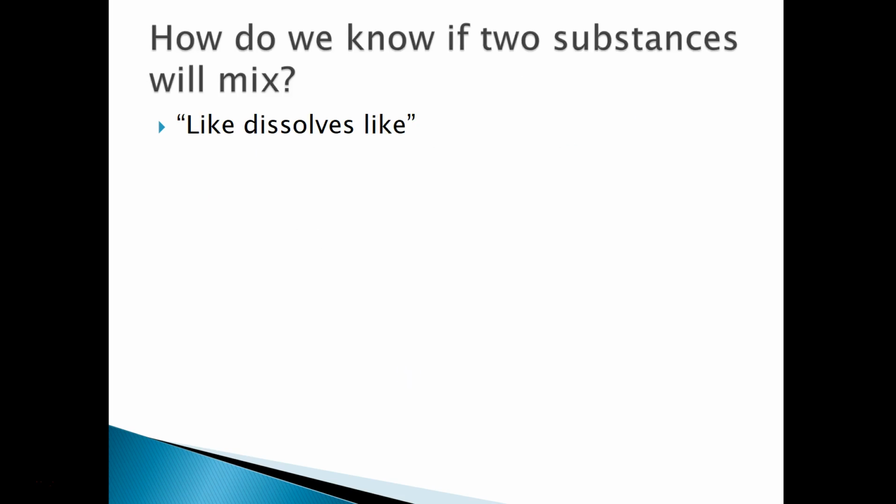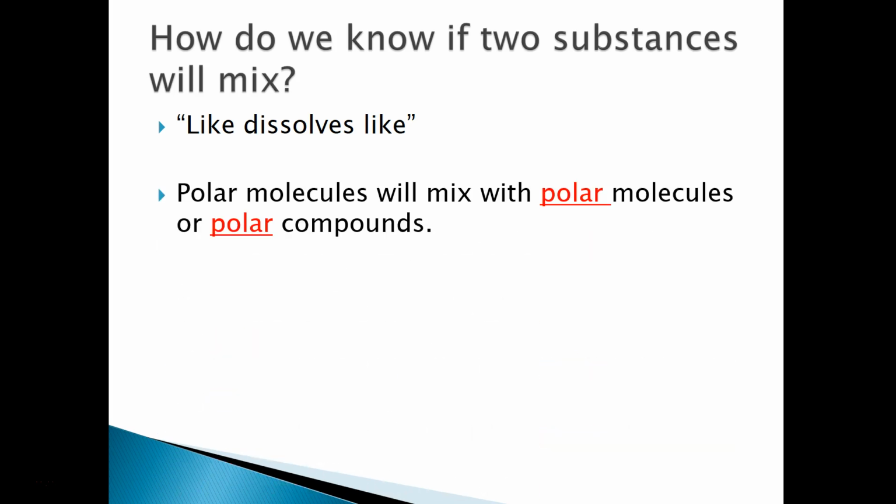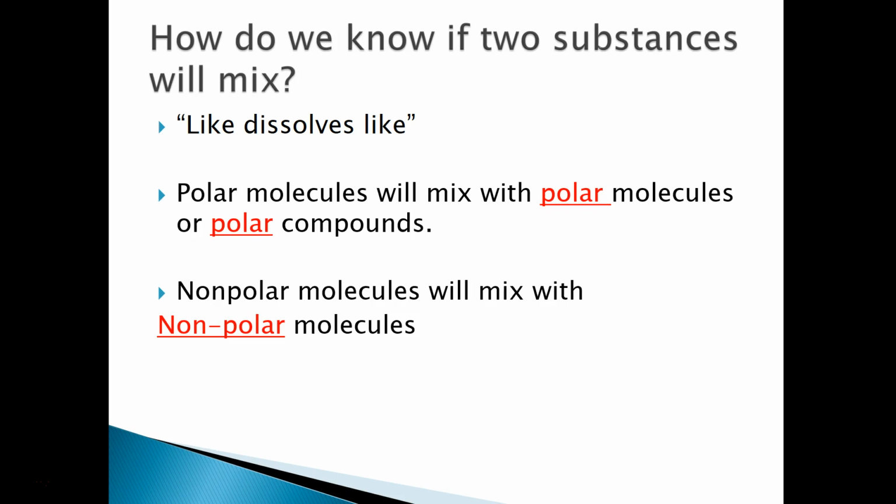All right, so how do we know if two substances will mix? Well, we all remember the rule like dissolves like, and that says that polar molecules will only mix or dissolve in polar molecules or polar compounds, and nonpolar molecules will only mix with nonpolar molecules. This is exactly why when we did Lab 2-3, when we mixed the hexane layer with the halide salt solutions, the hexane layer sat on top. It did not mix in because the two are not soluble in each other. It's also why oil and water don't mix.